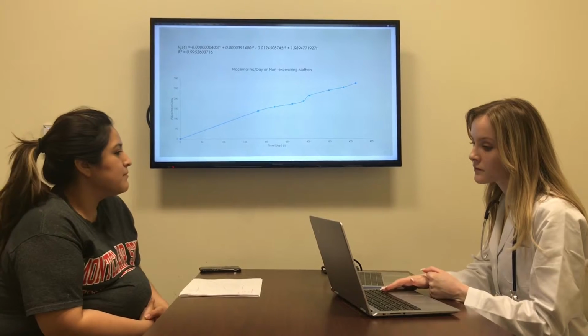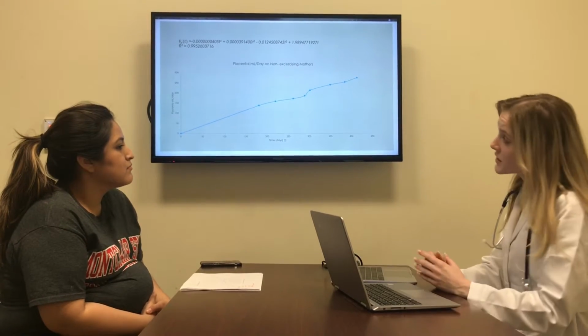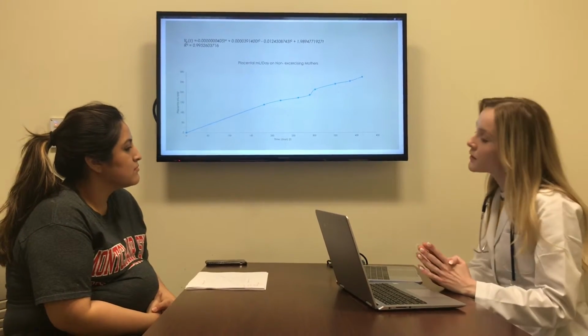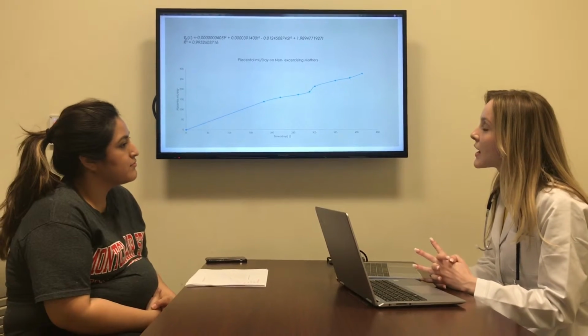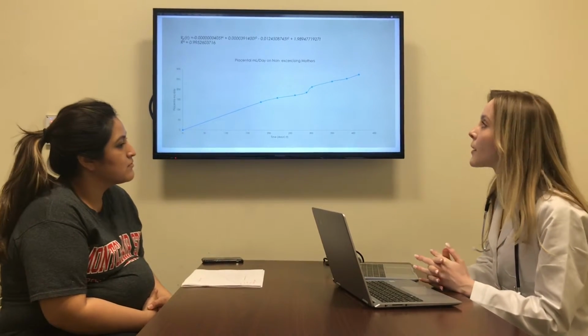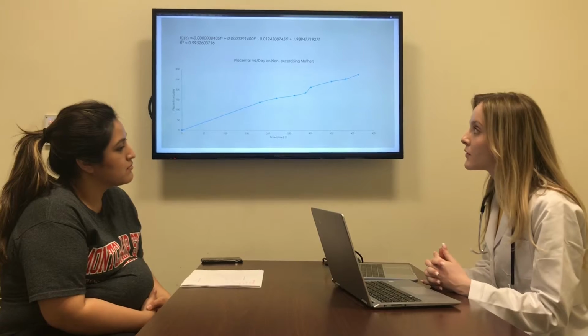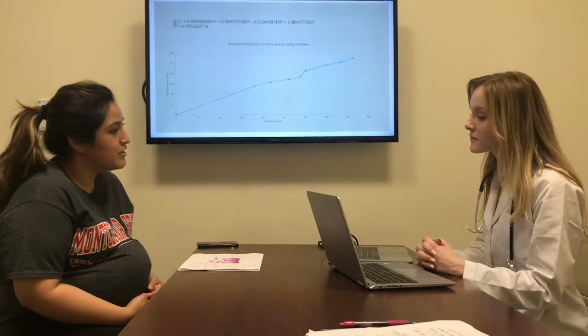And why would that be? Well, the explanation for that is that at time 0, the placenta is not existing, so that makes sense that the volume of the placenta is 0. Do you trust the data?